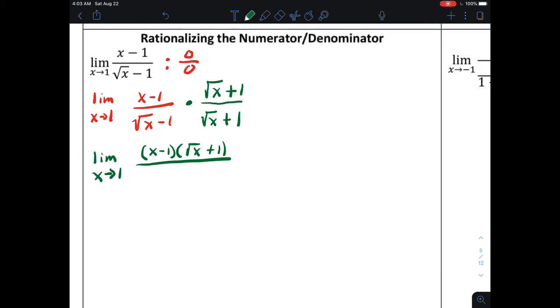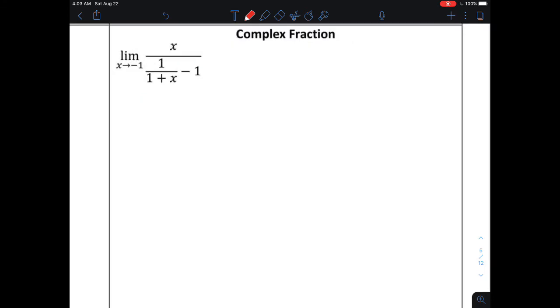So the square root of x, we have a difference of squares, so that's going to leave me with x minus 1. So difference of squares when I multiply the denominator. Now we can cancel out the x minus 1's. I'm going to rewrite the limit here. So the limit as x approaches 1 of the square root of x plus 1. Now we can do direct substitution, since we removed a discontinuity or simplified our problem, and that's going to give us 2.